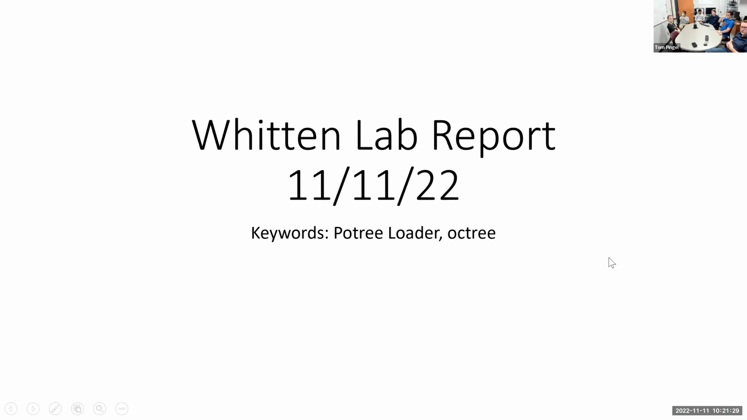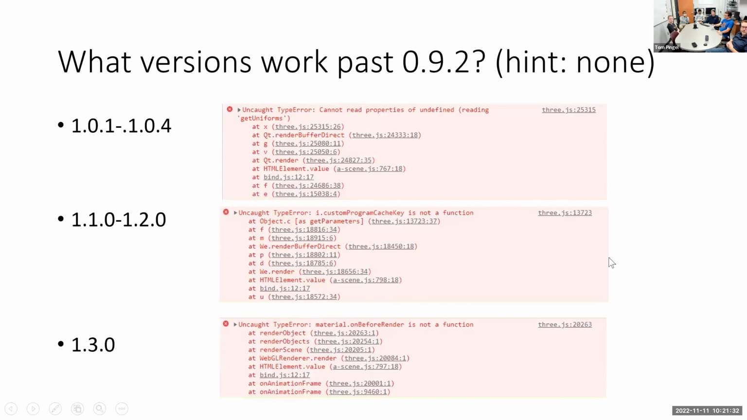So this week, the first thing I did was try to see which versions were farther along, because right now we're using version 0.9.2 to run the Potree loader, which is pretty outdated. I think it's about 2 years out of date. The answer is none of them work, for different reasons. So that's just going to take some digging into to figure it out.